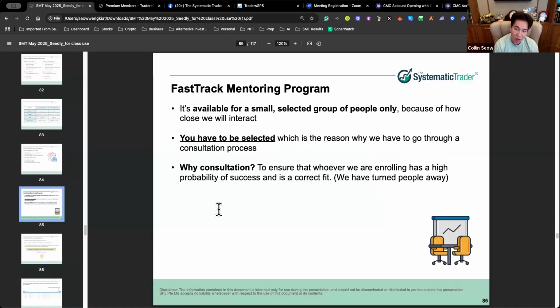So it's available for a small group of people, because of how close the interaction is going to be. It's on a daily basis. You'll be on a WhatsApp group and share what you're going through, so that at least you have that frequency and build that habit. So you have to be selected, and this is why we go through a consultation.